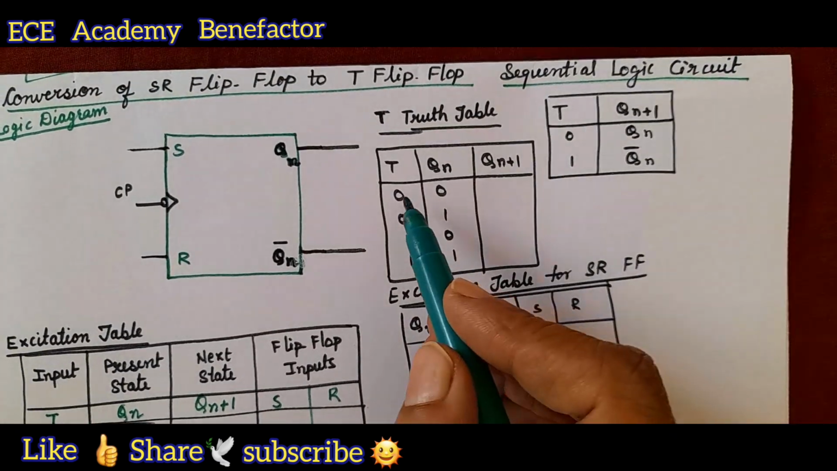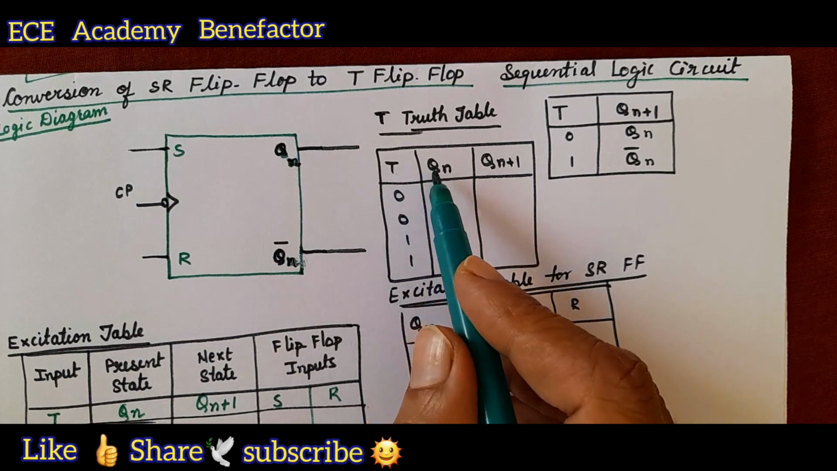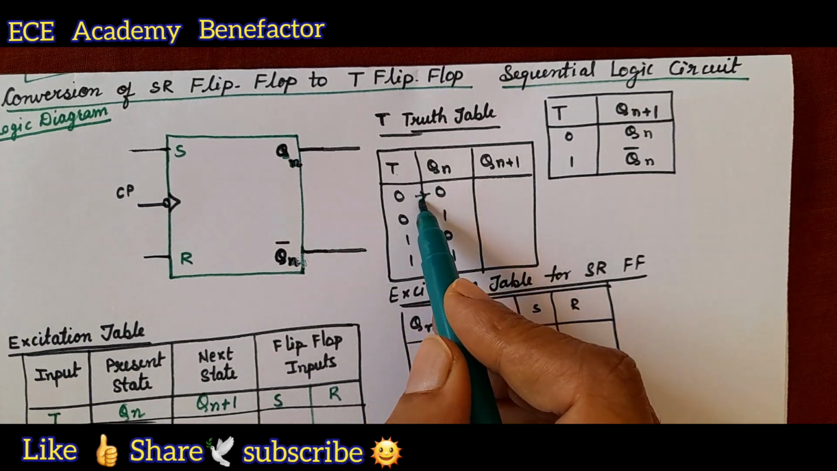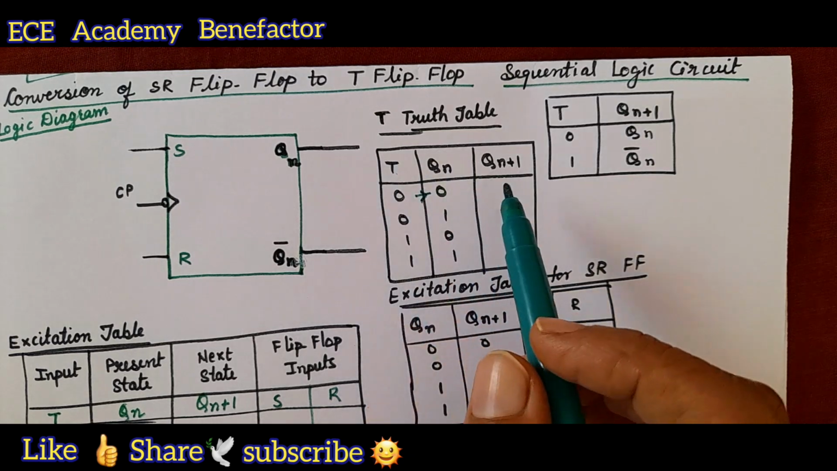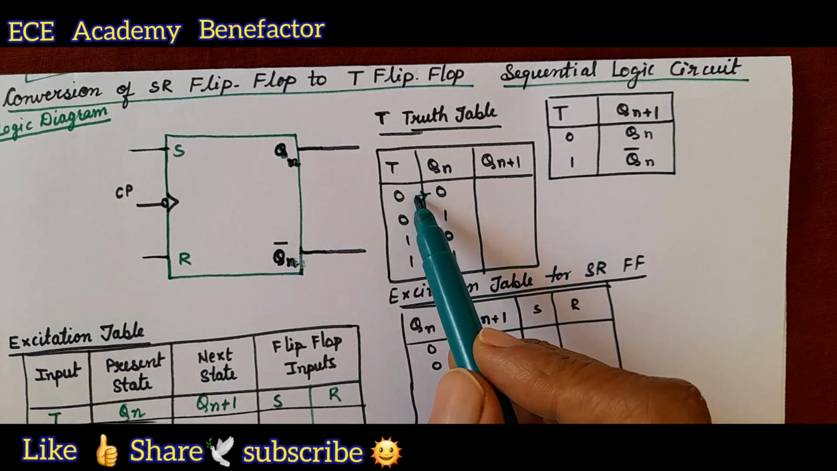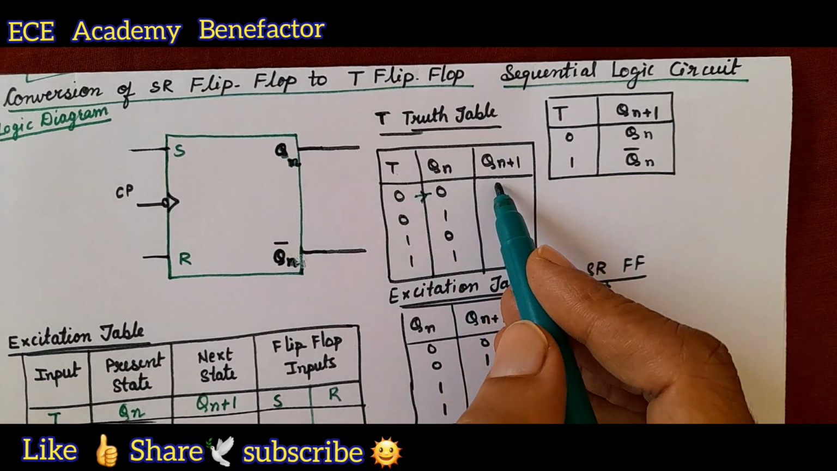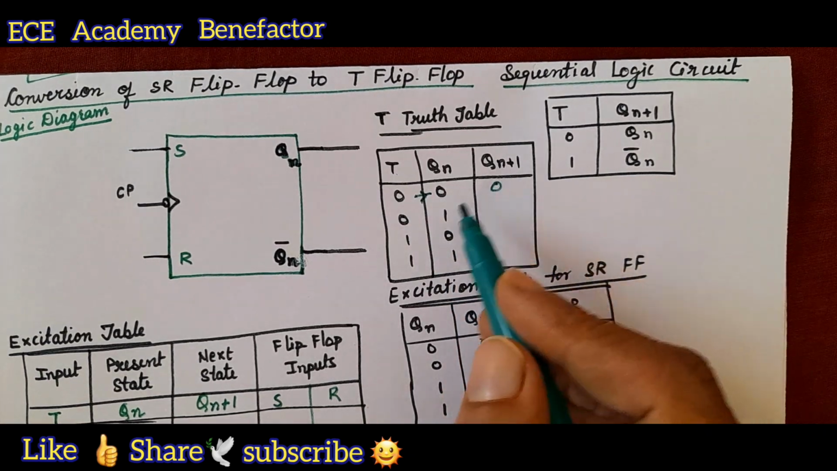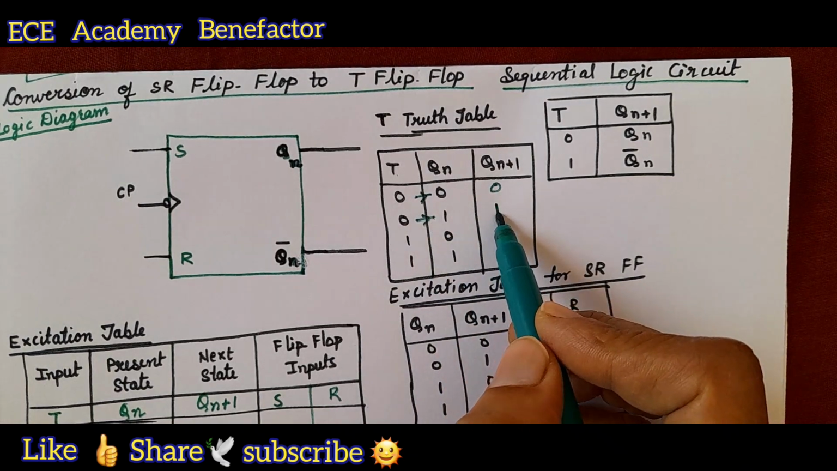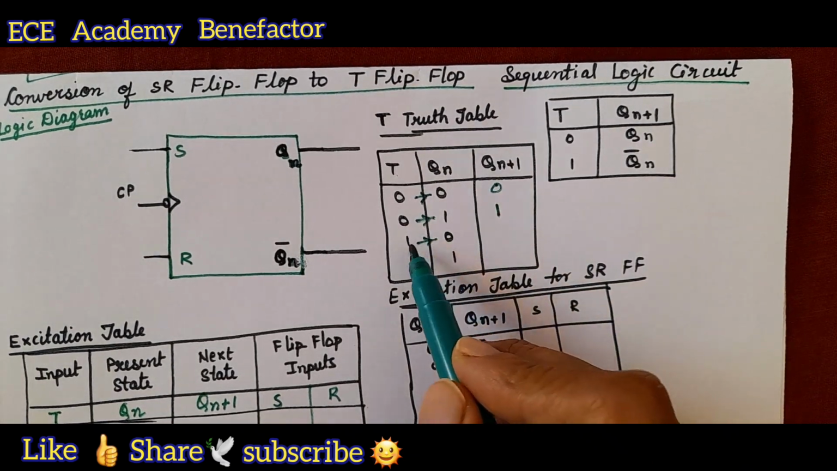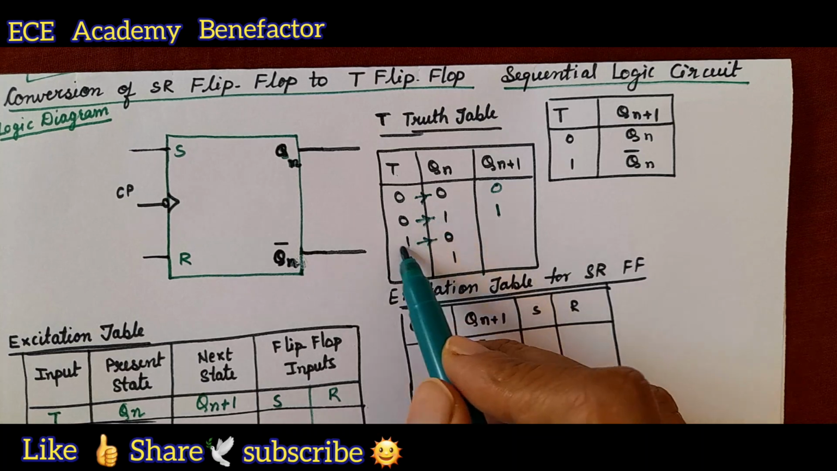The inputs are T and Qn. T means toggle. Toggle means whenever there is a change, the output will become 1. So for 0 0, there is no change, so Qn plus 1 will be 0. For 0 1, there is a change, so Qn plus 1 will be 1. For 1 0, 1 is changing to 0, there is a toggling, there is a change.